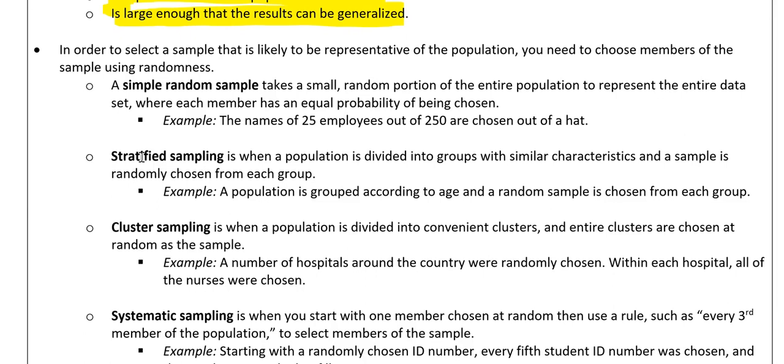Cluster sampling is when a population is divided into convenient clusters and entire clusters are chosen at random as the sample. For example, a number of hospitals around the country were randomly chosen. Then at those hospitals, we select all the nurses. This is called cluster sampling because we're looking at the hospitals, and then we're taking those clusters of hospitals and looking at the nurses in those specific hospitals.